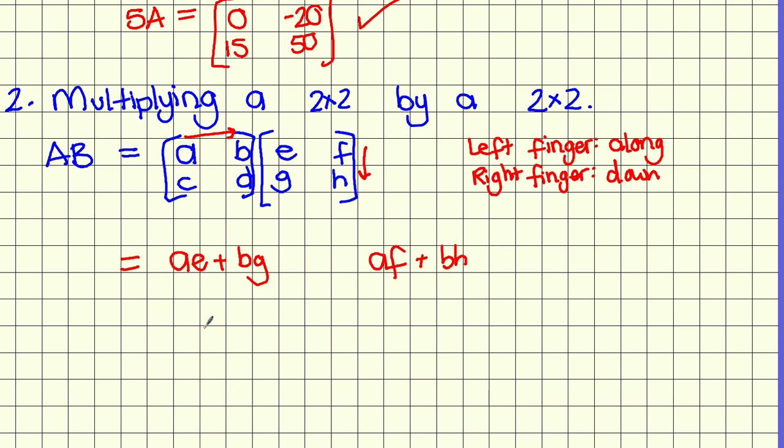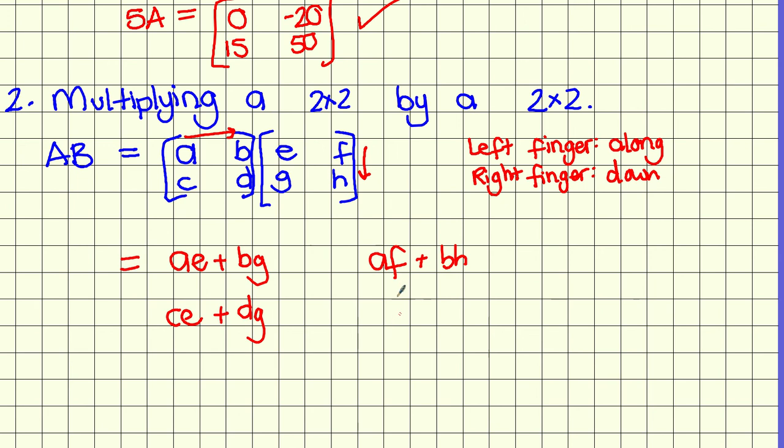Now let's get the bottom left one. So I want to get this one. So it's row 2, column 1. So I'm going to start at row 2 here. So that's the C. And then I'm going to start at the E. So you always start at the top here, because it's row 2, column 1. So C times E just gives you CE. Then your left finger moves along to the D, and then your right finger moves down to G. So D times G just gives you DG. Okay, trust me, it's so much easier if you do this with your fingers.